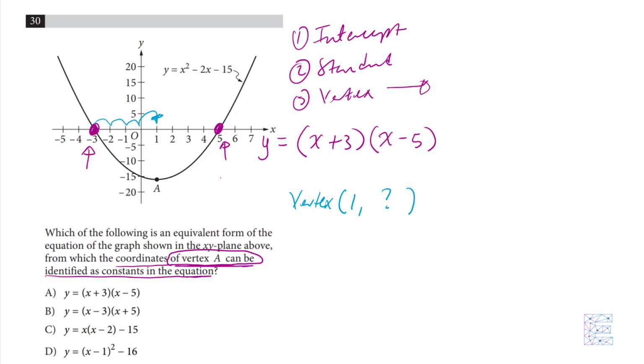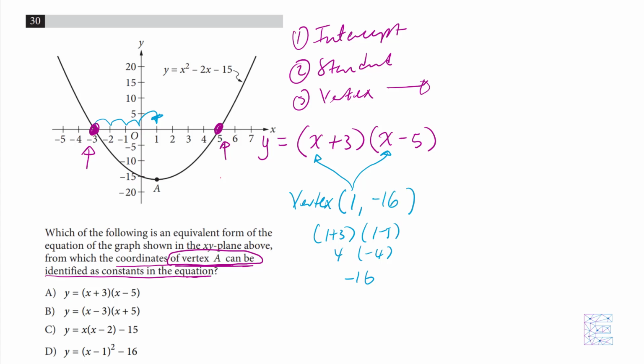To find the corresponding y value of that vertex, we need to take this 1 and plug it back into this, here and here. So we end up with 1 plus 3, which is 4, and 1 minus 5, which is -4. When you multiply these together, you find that the corresponding y value is -16. So we have the full vertex as (1, -16).